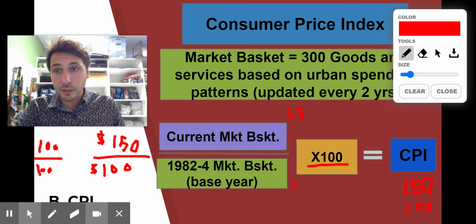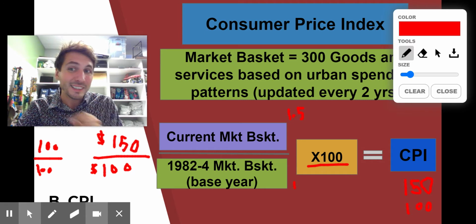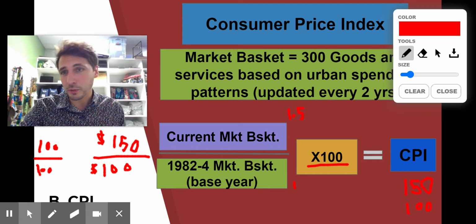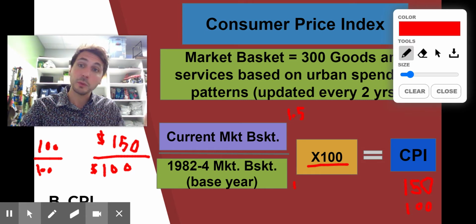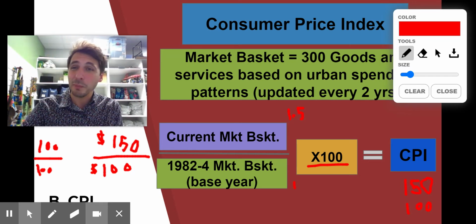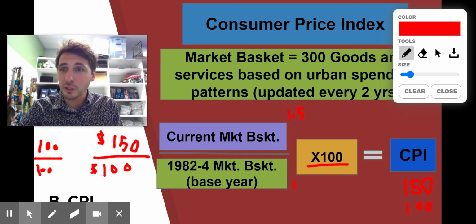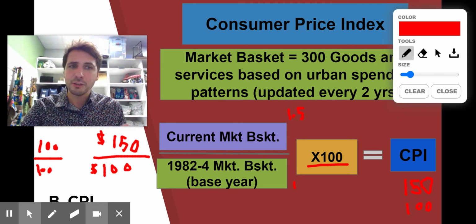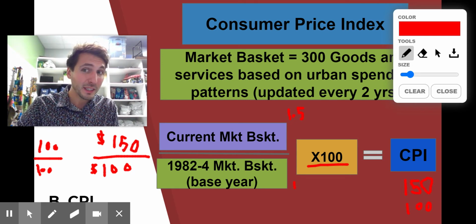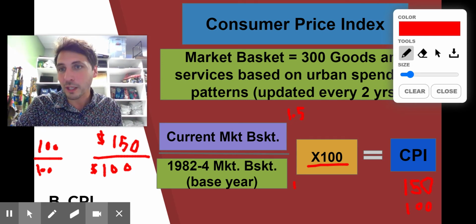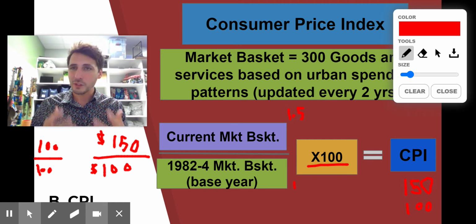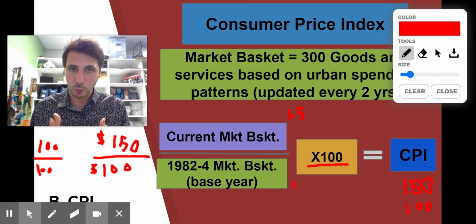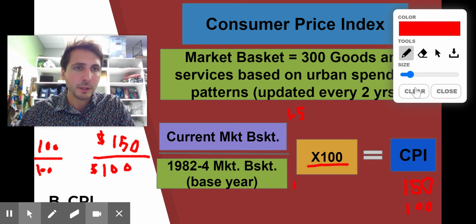So when CPI is 150 currently, that means since the base year, we've had a 50% growth in prices. If CPI was 220, since the base year, we've had a 120% growth in prices. If CPI is 105, since the base year, we've had a 5% growth in overall prices. That's what CPI communicates to us. Okay? All right, let's keep on going.